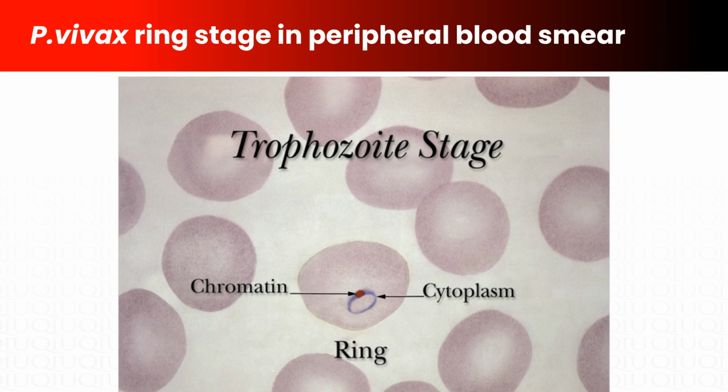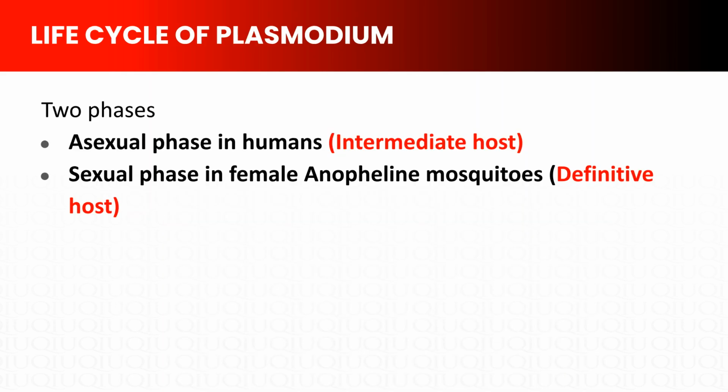The Plasmodium life cycle occurs in two distinct phases across two hosts. The asexual phase takes place in humans, who serve as the intermediate host. The sexual phase occurs in female anopheline mosquitoes, which are the definitive host. Understanding this complete cycle is essential, because it explains the pathogenesis, clinical features, and provides targets for prevention and treatment. The cycle involves multiple stages of reproduction and transformation between these two hosts.